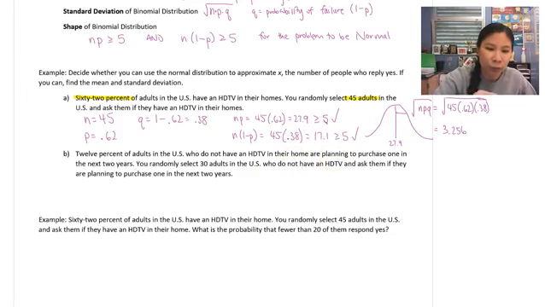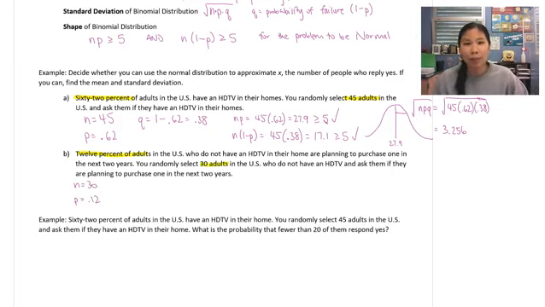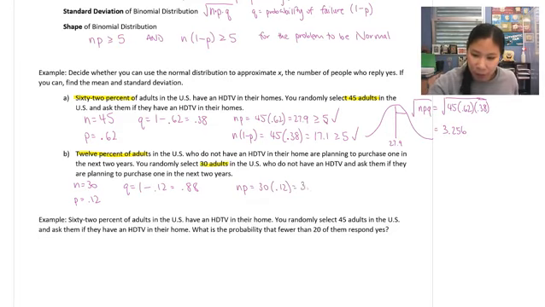So in this problem, we are told that 12% is our probability of success, so p. And then they also say we're selecting 30 adults, so that's n. So n equals 30, p equals 0.12. So that means q would be 1 minus 0.12, which is 0.88. Okay, and so now I'm going to check n times p. So 30 times 0.12, I end up with 3.6.